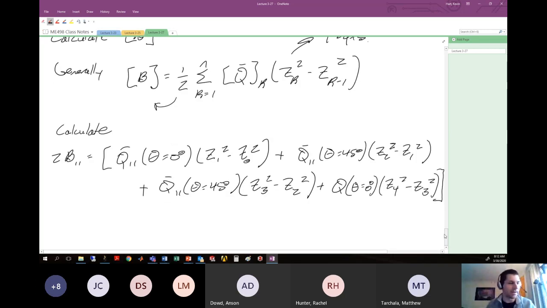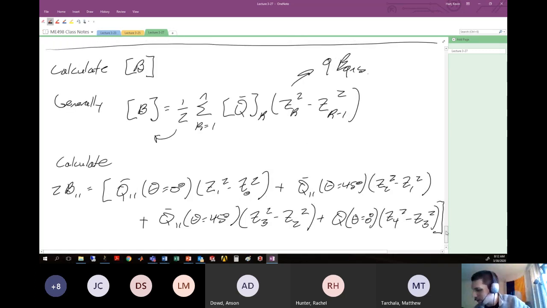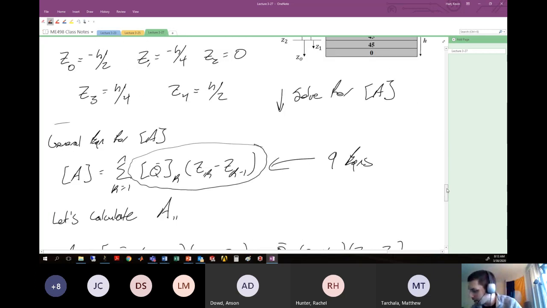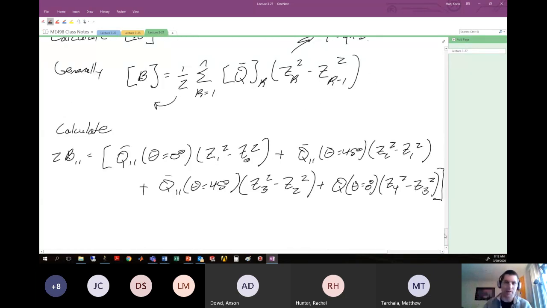And remember that we did define these variables z using the actual laminate height h. We put our coordinate system at the midplane, and we can define z0 through z4 using the full laminate thickness h. If I go back up to my picture, I'm defining these variables z0 through z4 using either h on 2, h on 4, and so on, where h is the full thickness of my laminate stack. Now I'm going to plug in those values of z0 through z4, and we'll see what happens.